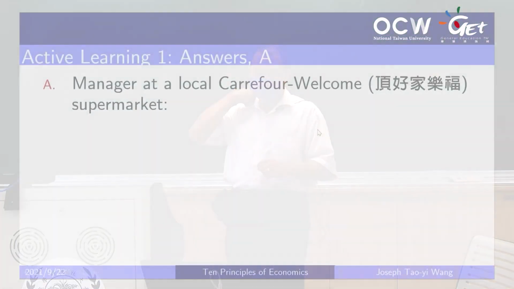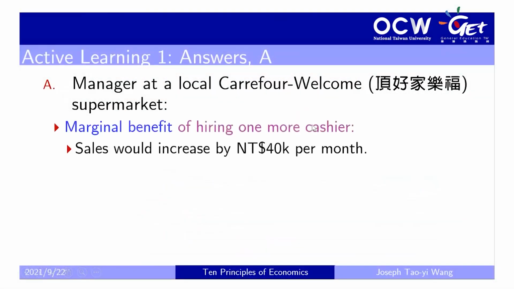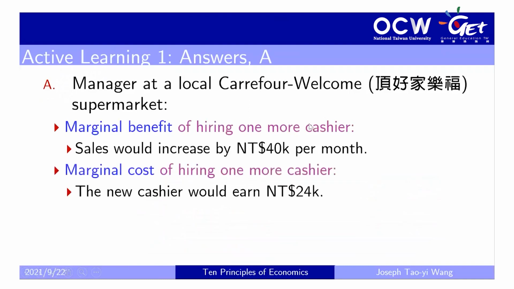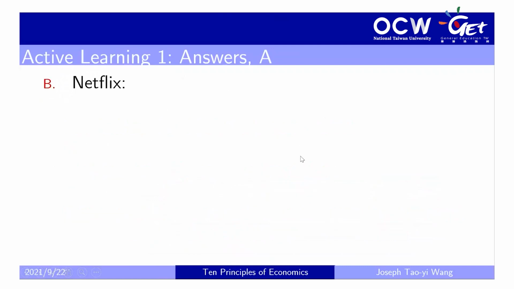All right, so you're the manager at the local Carrefour supermarket. The marginal benefit for hiring one more cashier is sales will go up by 40K, and the marginal cost is 24K. So 40K is greater than 24K, so marginal benefit is higher than marginal cost. Yes, we should hire him. Okay, that's a yes.